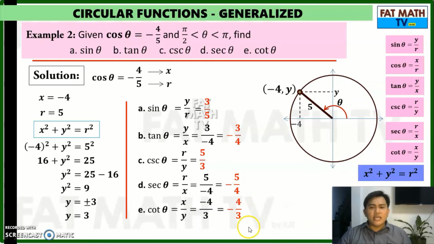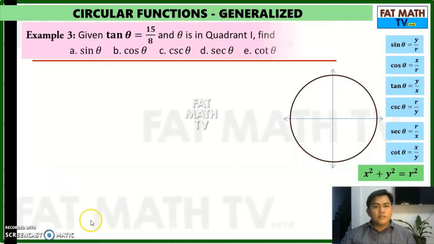Okay, so we only need the values of x, r, and y to identify these 5 other circular functions of theta. Okay, let us have our last example for this video. Given tangent theta equals 15 over 8 and theta is in quadrant 1, find sine theta, cosine theta, cosecant theta, secant theta, and cotangent theta.